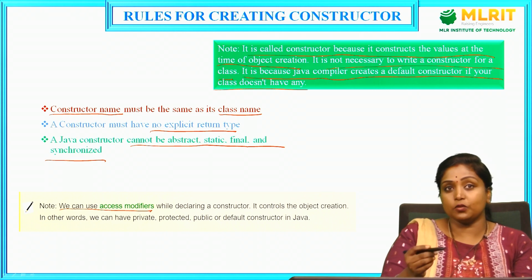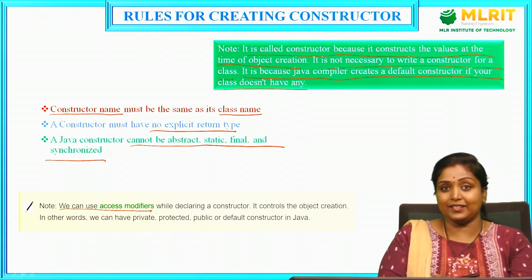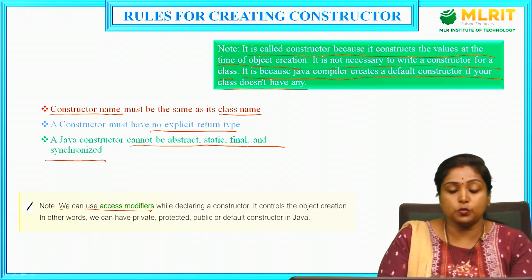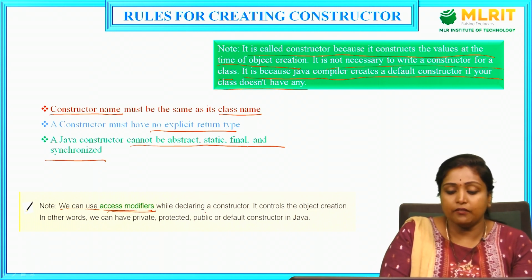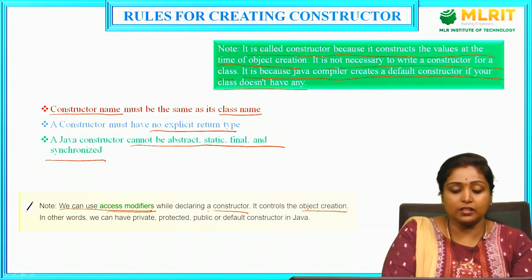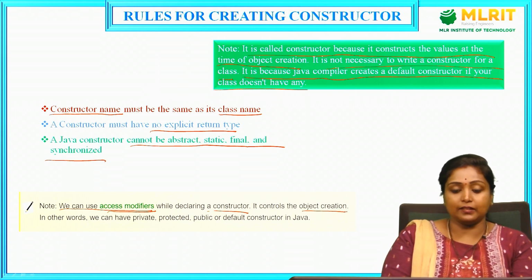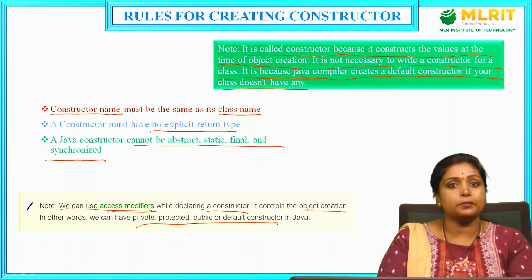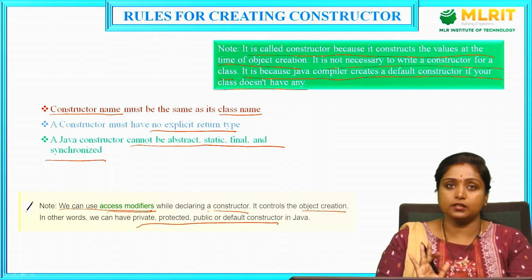We cannot use the abstract keyword or return anything when defining a constructor, but you can use access modifiers when you are declaring a constructor. So, it controls object creation. In other words, you can have a private, protected, public, or default constructor in Java.